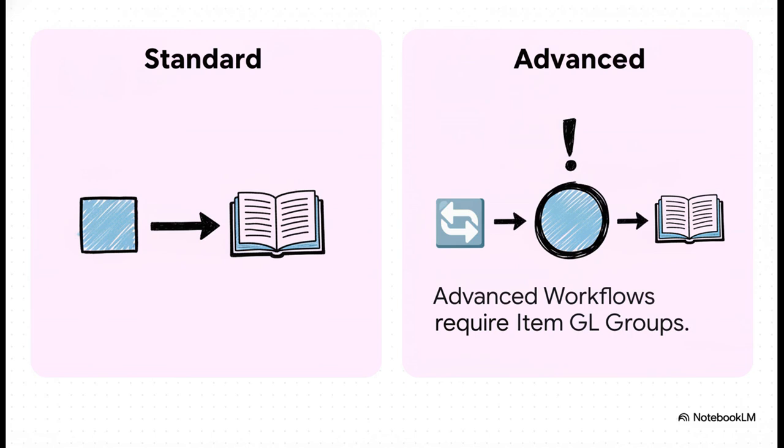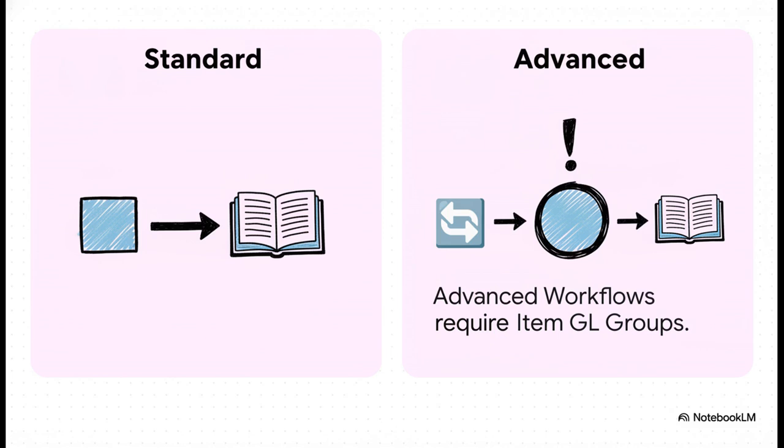Okay, so right out of the gate, when you set up purchasing, you are forced to make a massive choice between a standard workflow and an advanced workflow. And the contrast in how the data gets handled here is honestly fascinating. See, in a standard workflow, your items map directly to explicit general ledger accounts. Super straightforward. But if you choose advanced workflows, you run straight into what I like to call the master data gotcha, because you lose that direct mapping.